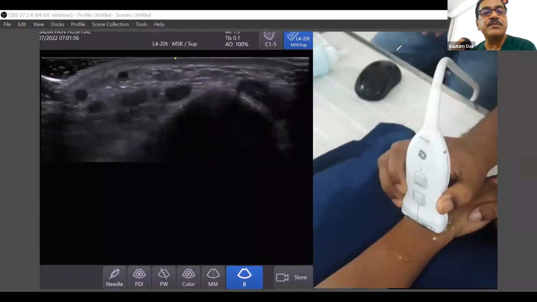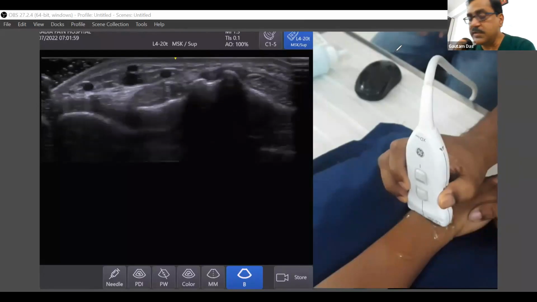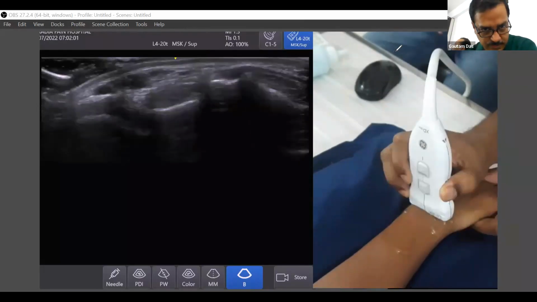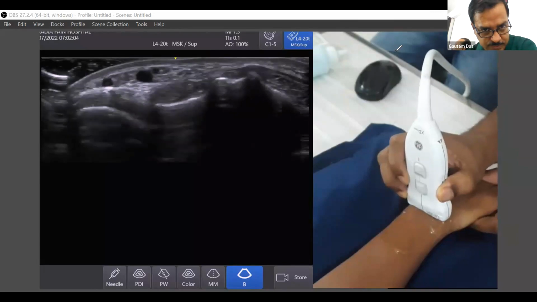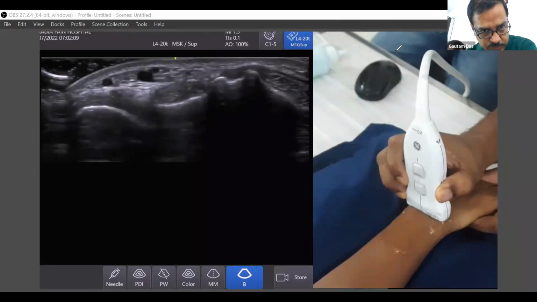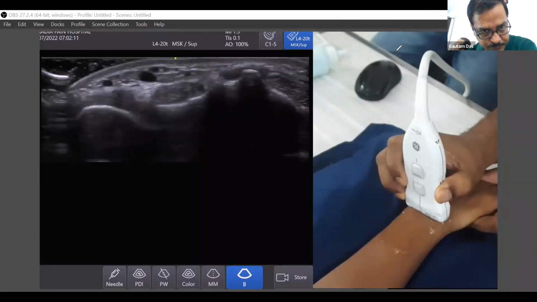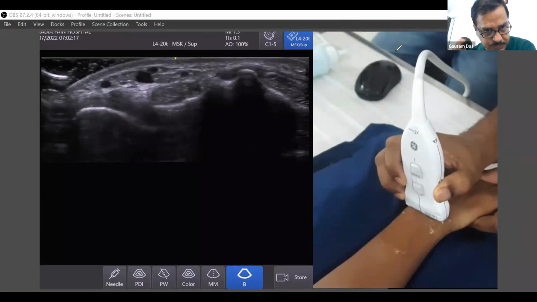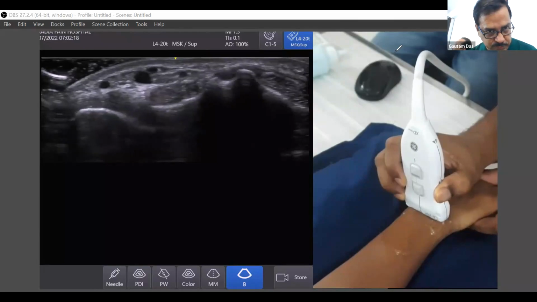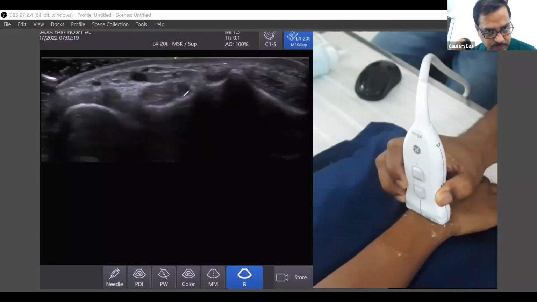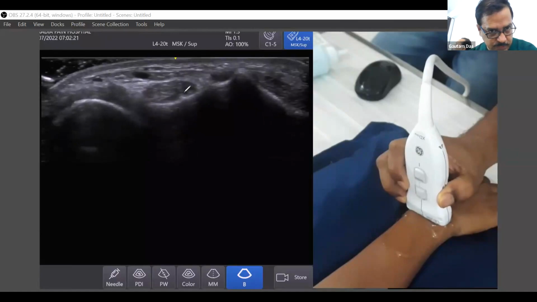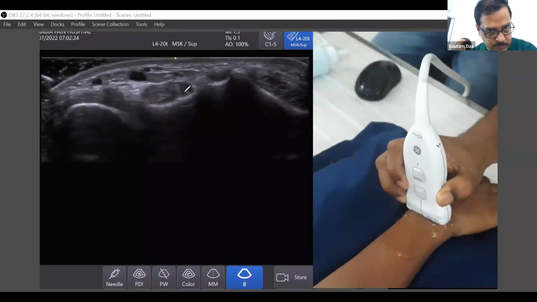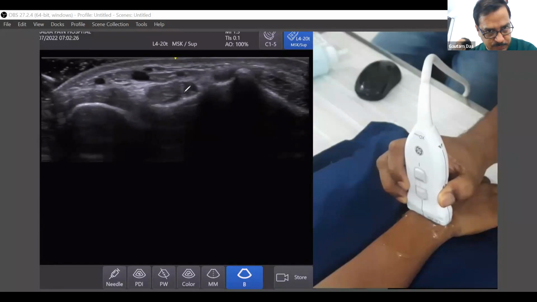And here sometimes, you know, there is a very tiny artery. I'm just trying to focus it. And the terminal branch of the posterior interosseous nerve is sometimes seen here. You see the arterial pulsations there? Just below the fourth compartment muscles. Here, yes. Very tiny, just the tip of this.